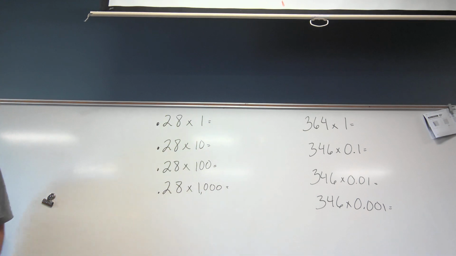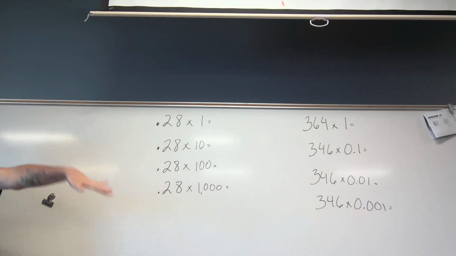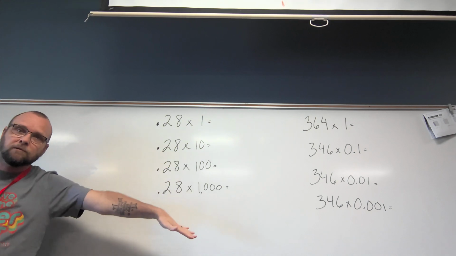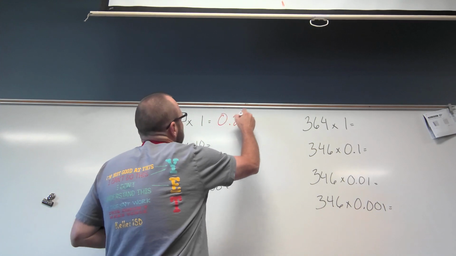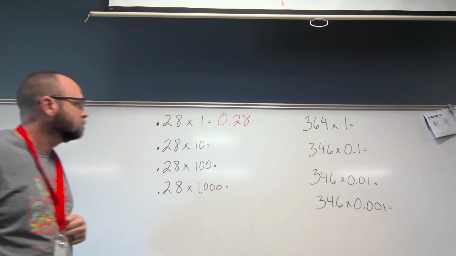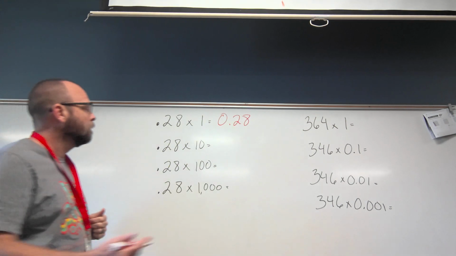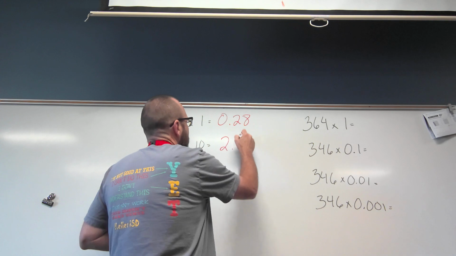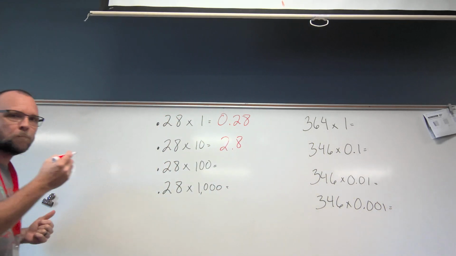Now, obviously, we have 28 hundredths multiplied by 1, which equals 28 hundredths, or just 0.28, however you want to do it. Then we have 28 hundredths times 10, which is going to equal what? 2.8 tenths. 2.8, or 2 8/10. Good. And when you've done this in the past, let's show what you've done in the past.